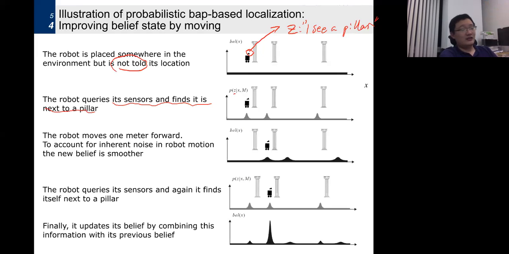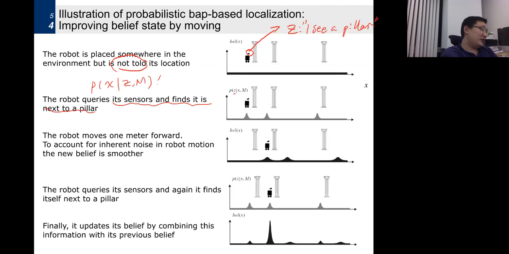So the problem you are trying to solve is: I want to know my location, the state, given Z and the map. This is the real problem we want to solve, but only knowing there is a pillar is not good enough. From this example, we also see that causal reasoning is much easier than diagnostic reasoning.